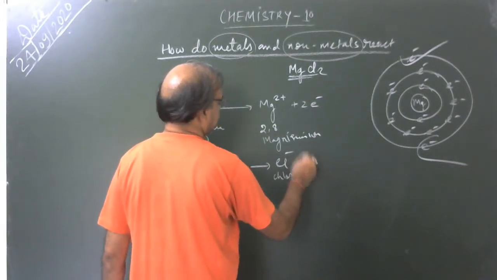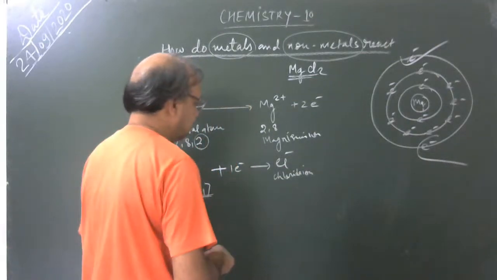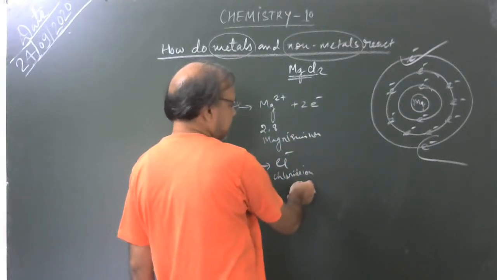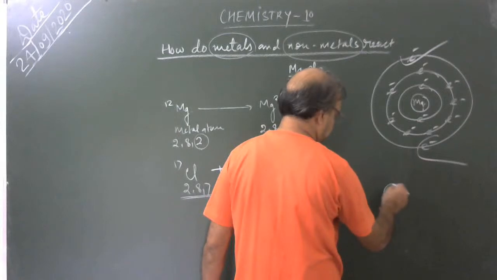Chloride ions. Magnesium has plus 2 charges and chlorine has minus 1 charges. This is positive ions and this is negative ions. Similarly, in case of chlorine, this is the chlorine atom.